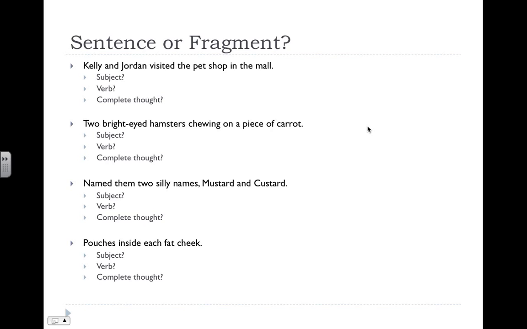So if you're writing a creative writing piece like a story or a poem, fragments are sometimes effective and useful. But if you're writing an expository essay for class, I would never use a fragment.